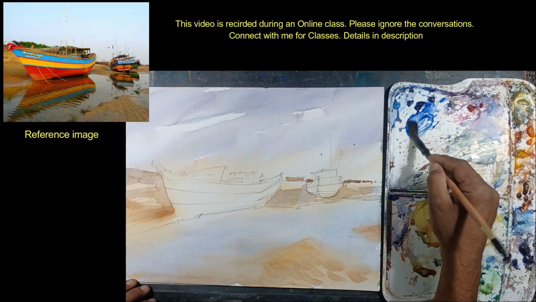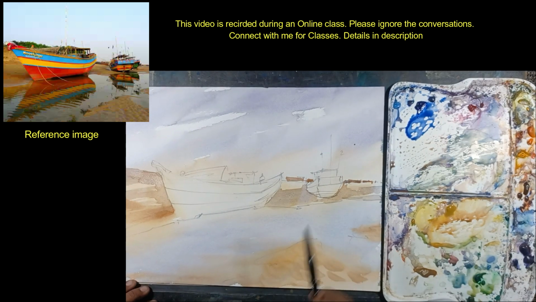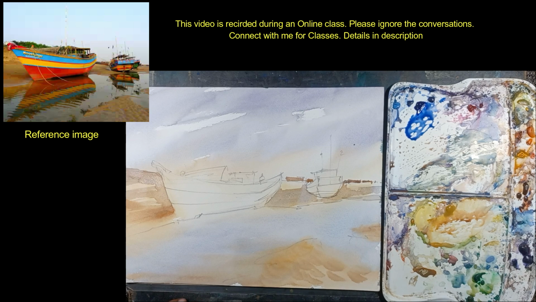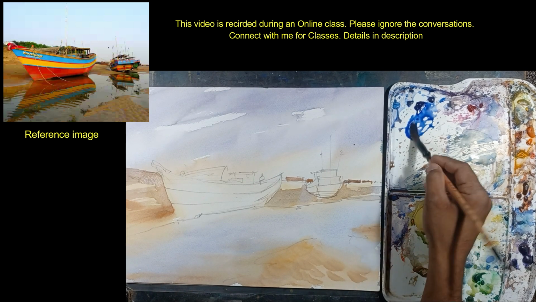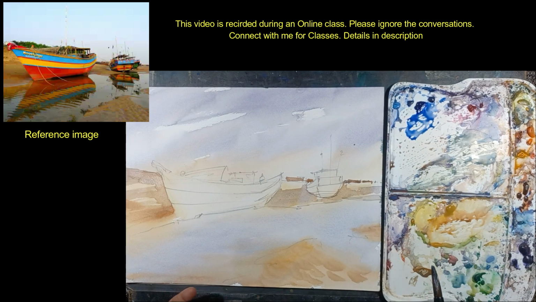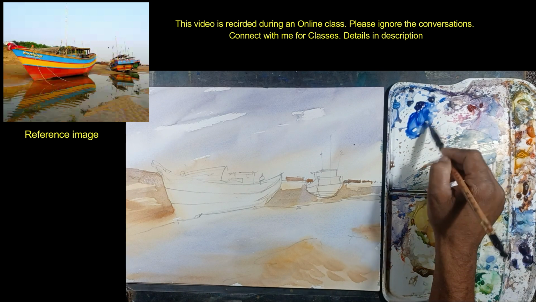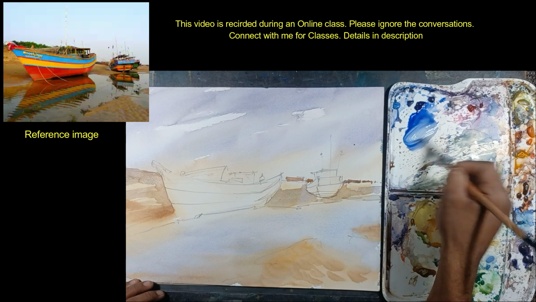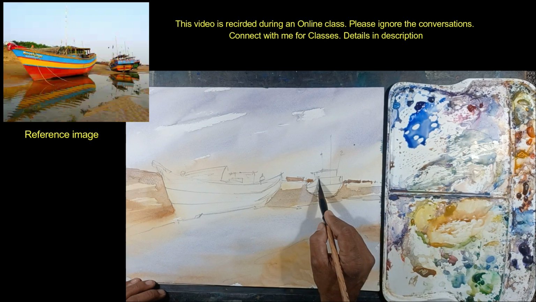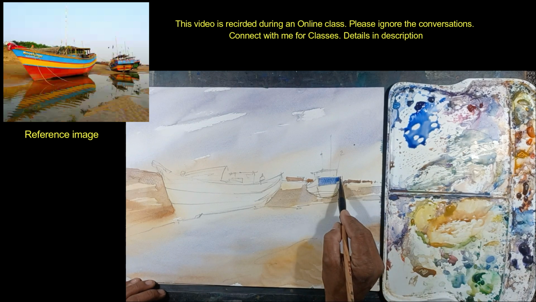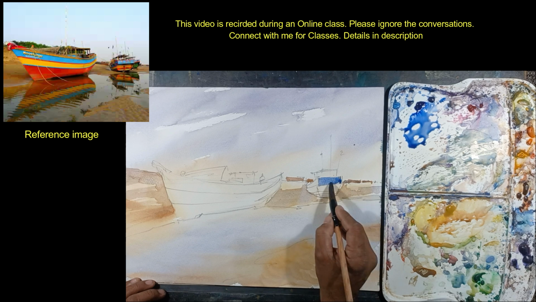color of the boat. If you see the boat, the blue color in the boat is a different blue. It's basically a cerulean kind of blue. If you have cerulean color, use it. If you don't have cerulean, use ultramarine. We just want to have a suggestive representation. We don't want to be very accurate, not needed.